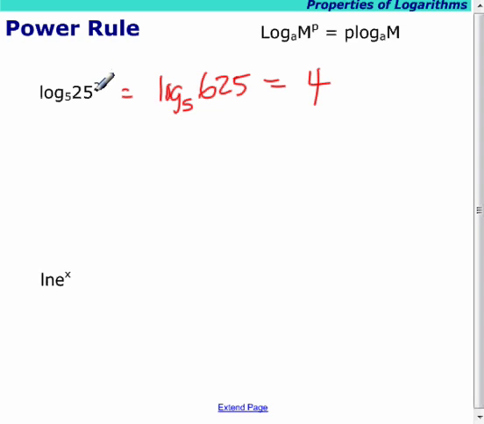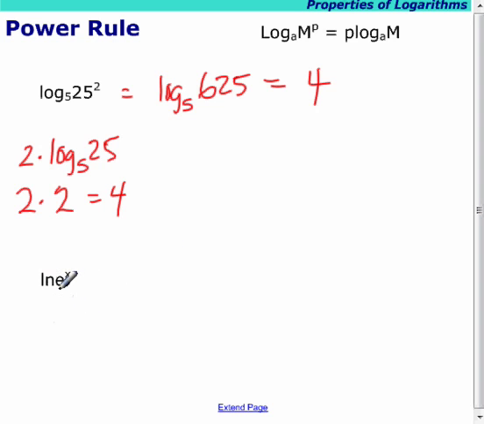Or I could do it this way using the power rule. This 2, since it's an exponent, I can move that out front. So this becomes 2 times log base 5 of 25. But what is log base 5 of 25? To what exponent must I raise 5 to get 25? Answer, that's just 2. So I have 2 times 2, which is equal to 4. Same answers I got doing it the other way. This one just was a little bit easier because I didn't have to know what 25 times 25 was.